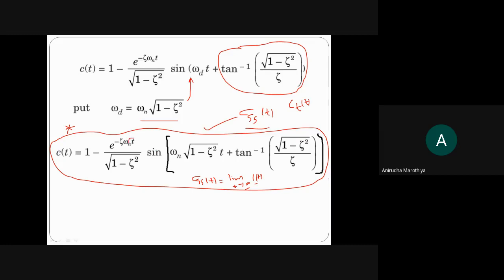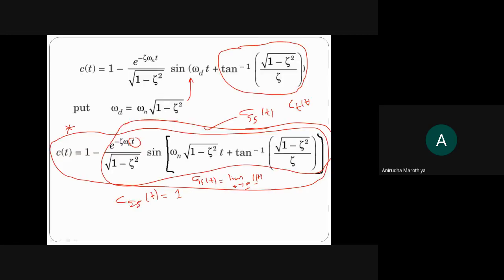So if you put t tends to infinity, e to the power minus infinity is going to be what? 0. So ये पूरा का पूरा जो term है वो आपका क्या रहेगा? 0 हो जाएगा. That means the expression for steady state response CSS of t is going to be equal to 1. Are you getting my point? समझ में आ रहा है क्या CSS of t कैसे निकाला?